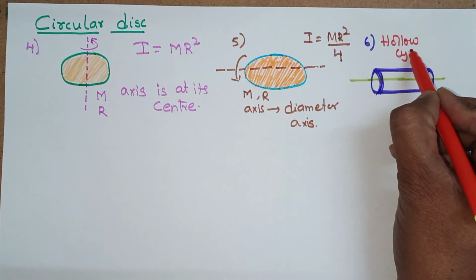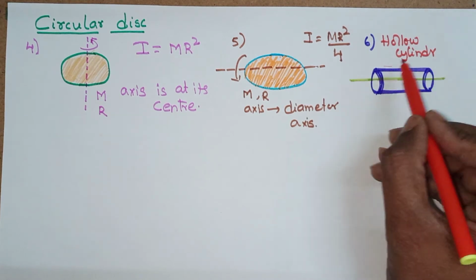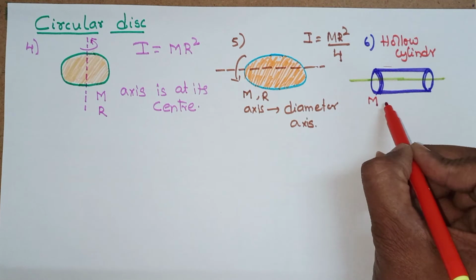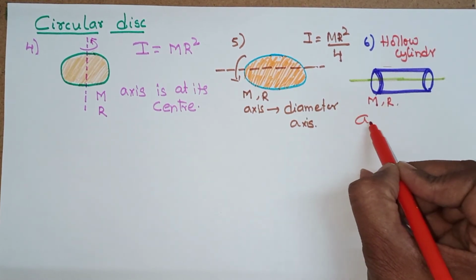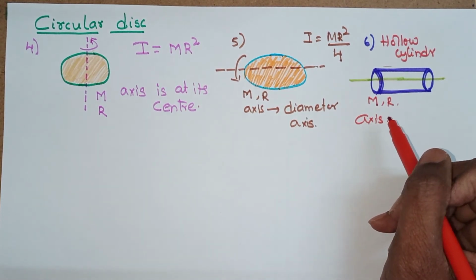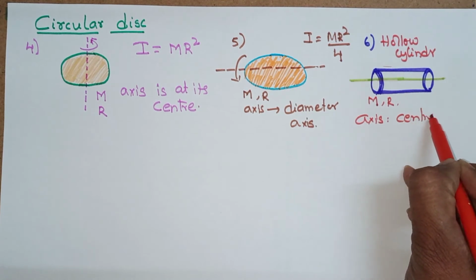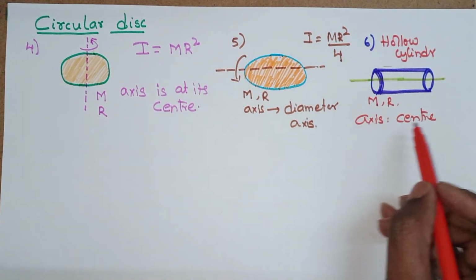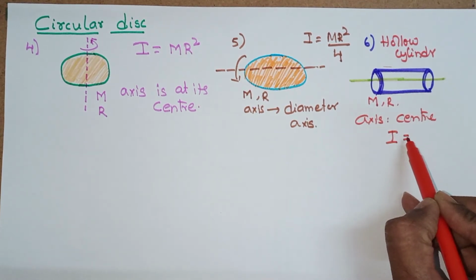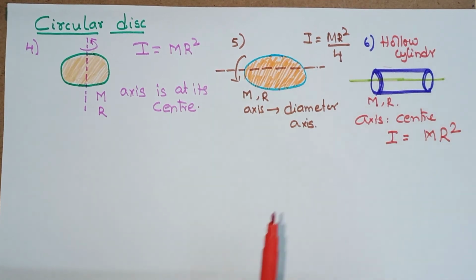Hollow cylinder, having length L and radius R. This is the axis, having mass M and radius R. The axis is along its center. Now what is the moment of inertia? I is simply equivalent to MR square.